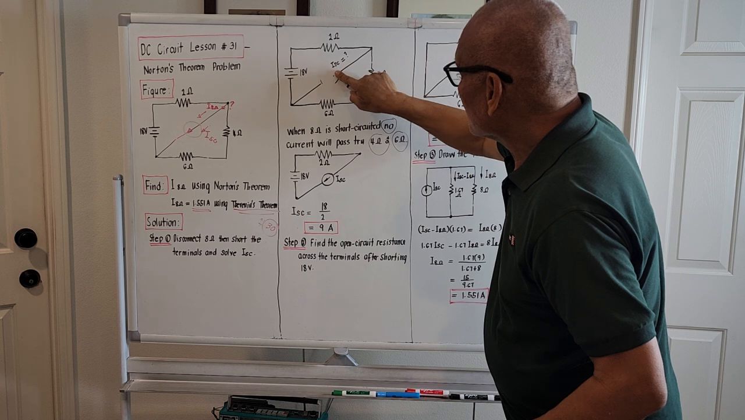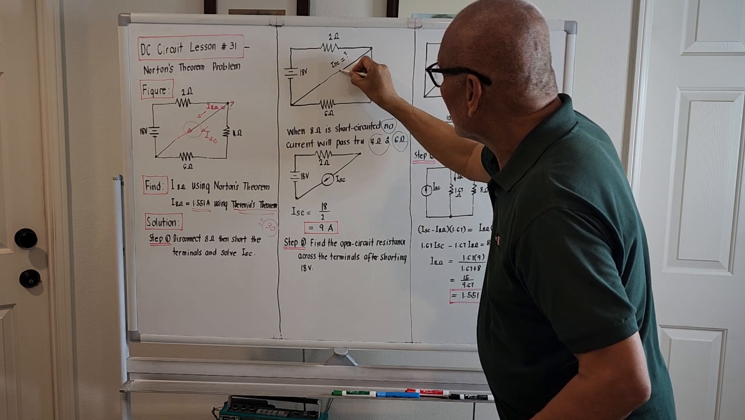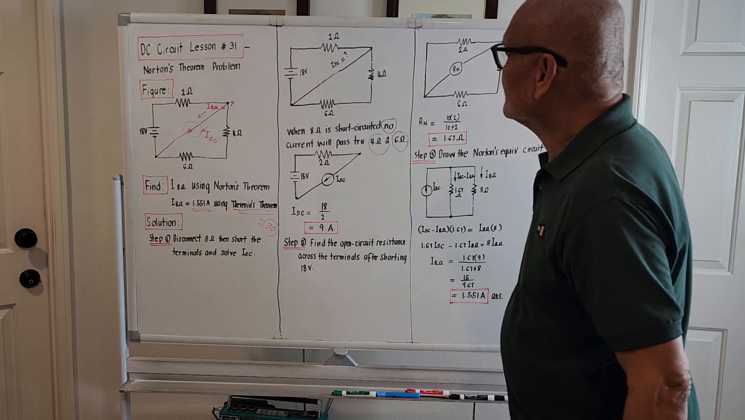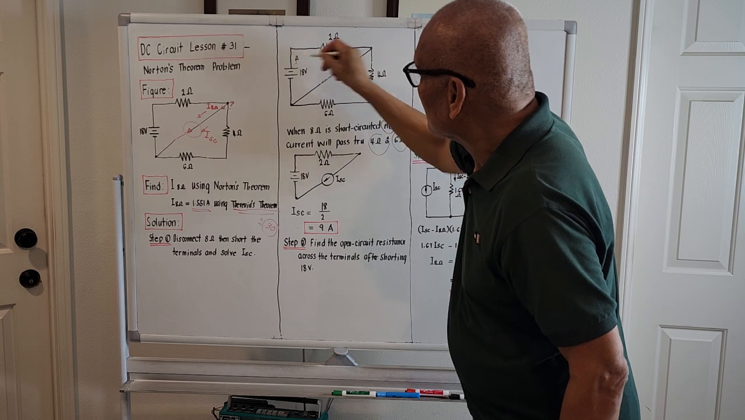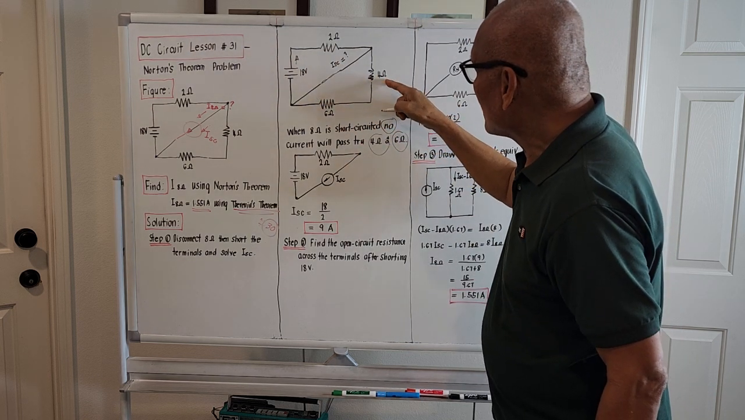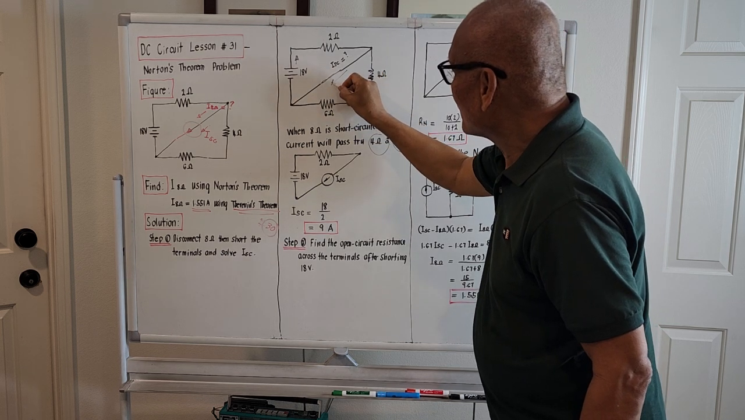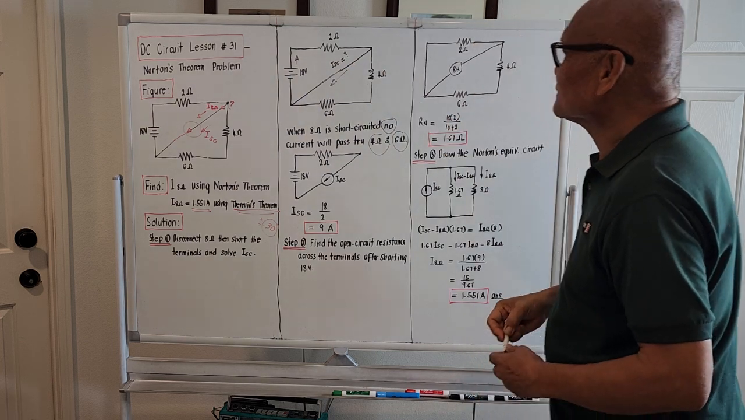I will try to remove the ammeter. I will just short this one. If this is short circuited, and this 18 volts will try to bring out the current, that current will not pass through the 4 ohm and 8 ohms because there is a shorting wire over here.